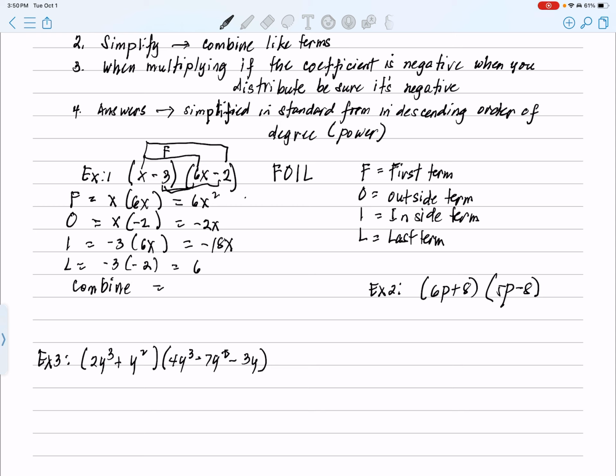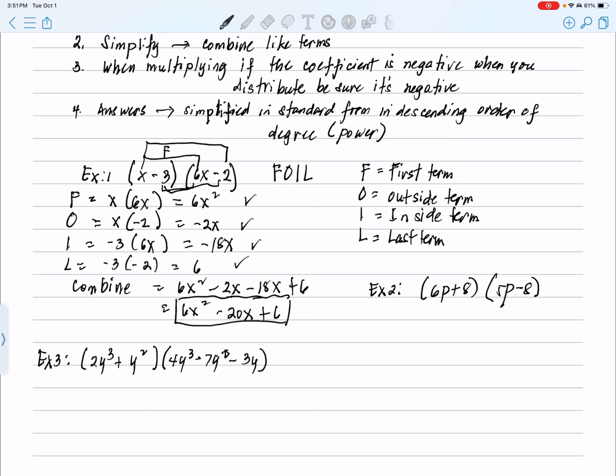Let's combine the terms. So 6x squared minus 2x minus 18x plus 6. We can see something here that we can simplify. So simplify more. Negative 2x and negative 18x, that's negative 20x plus 6. This will be your final answer.